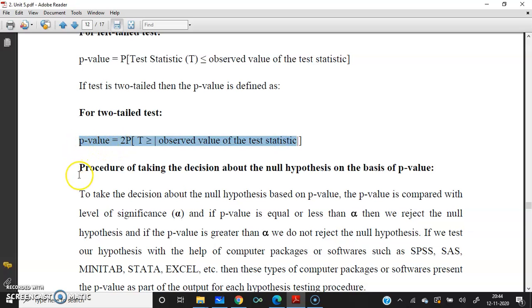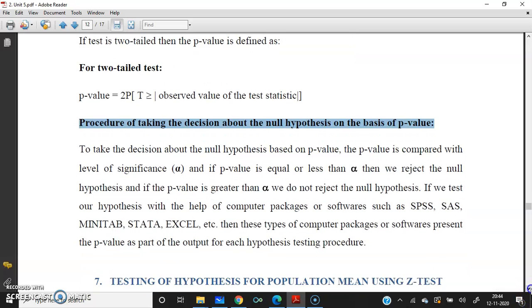Now, the procedure for taking the decision about the null hypothesis on the basis of p-value. Now you have the p-value. Now you have to take the decision whether to reject or not reject the null hypothesis. So the decision is taken on the basis of the p-value, right?